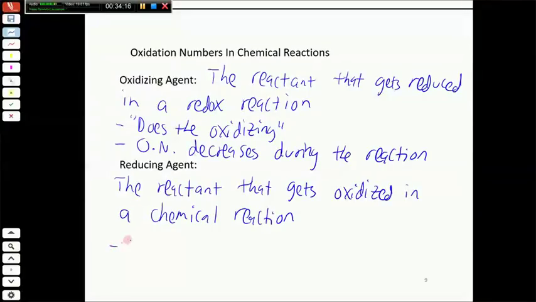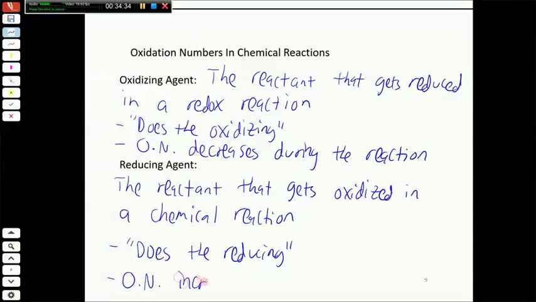Alright, so the reducing agent is the species that does the reducing, which is why it's getting oxidized. Or in other words, it's losing its electrons and giving them to something else. And because of that, its oxidation number increases during the reaction. So whatever species has its oxidation number increase is going to be the reducing agent. Okay, so that's some other terminology.